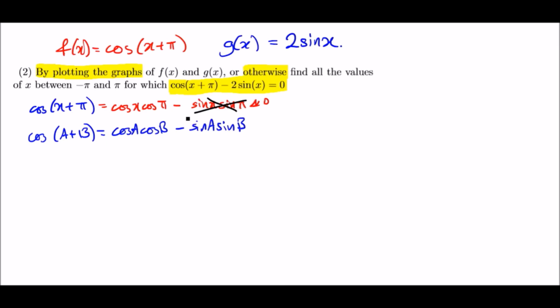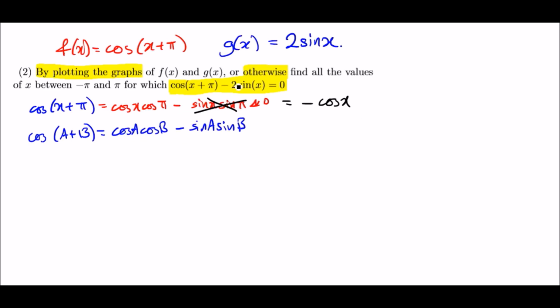Now, what is cos pi? That's the question. Well, cos pi is actually minus 1. So all of this will be minus 1 times cos x, which is minus cos x. And that's it. All of cos(x + pi) is identical to minus cos x. So that's perfect.